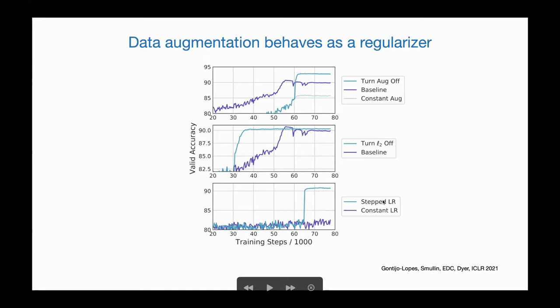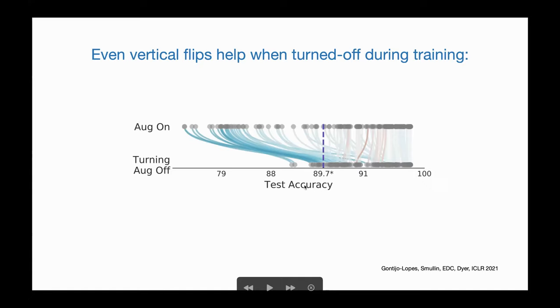If you look at all these operations that hurt your generalization when applied the whole time, those will be all of these points to the left of the dashed purple line. When you turn them off at some point during training, usually somewhere in the middle, they get much better, and some of them get even better than no augmentation. This is quite interesting to me, and we don't really understand why.